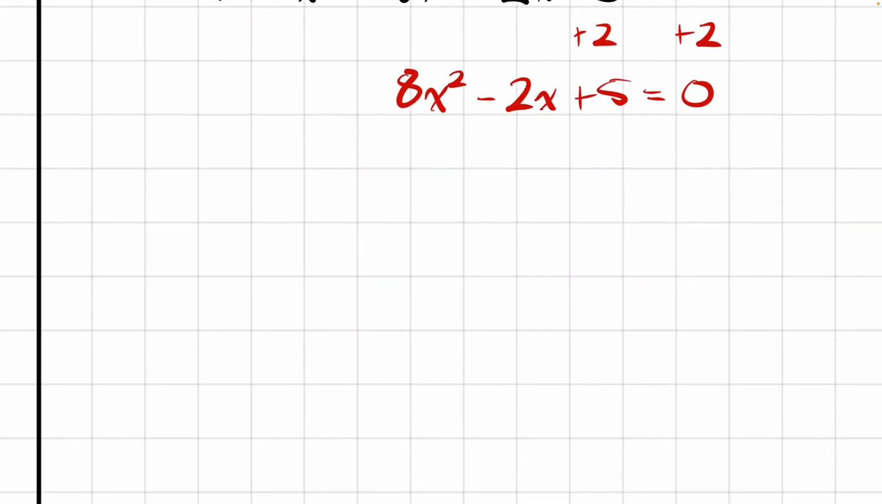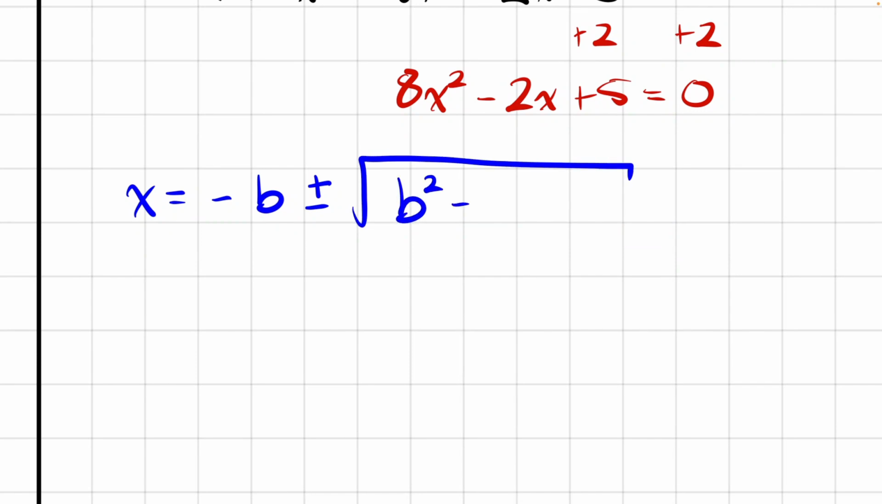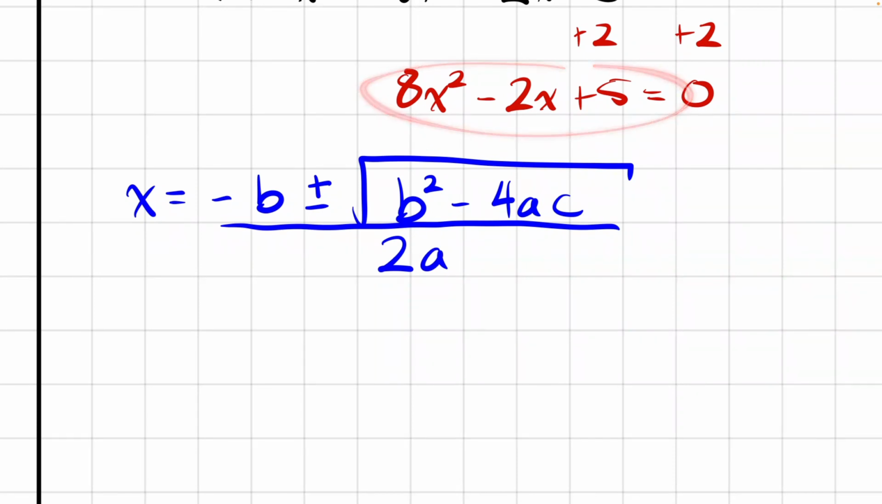I'm going to set up my quadratic formula. You guys ready to sing it with me? x is equal to negative b plus or minus square root b squared minus 4ac all over 2a. So you'll notice I have a, b, and c. What's a? In terms of this equation right here, 8x squared, a is just the 8.